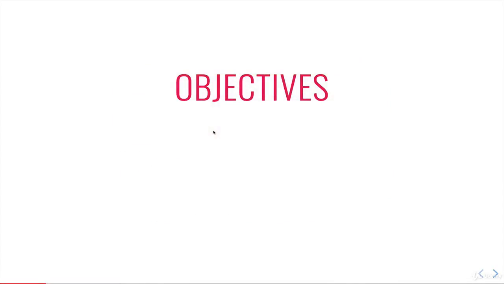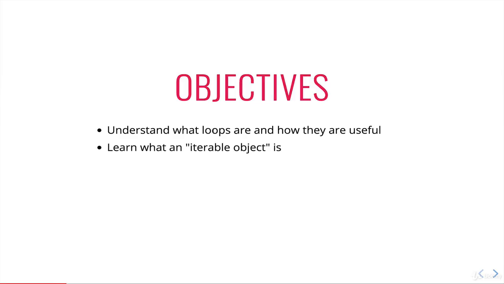Okay, so let's talk about our objectives, and then we'll get into the code. In this section, we want to understand what loops are and how they're useful. We've kind of talked about it a little bit, but we'll also continue to discuss what they are, and there's a couple types of loops we'll see. We'll talk about what an iterable object is. When I said there's a collection of data that we will loop through, repeat something for every item, that has to do with iterable objects.